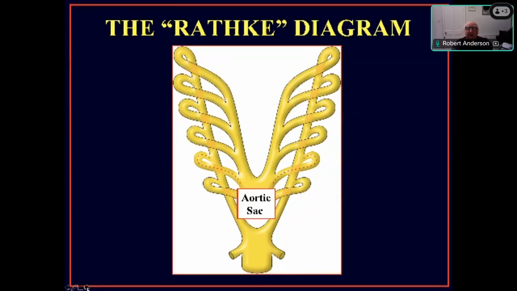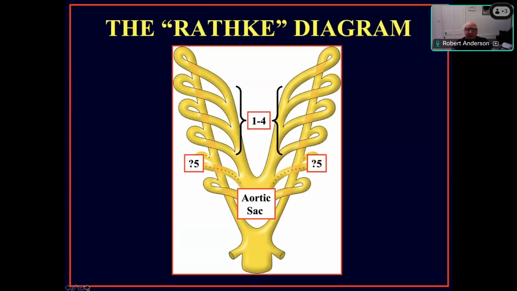Now, I've already explained to you, the aortic sac is that manifold in the pharyngeal mesenchyme that, during the stages of human development, gives rise to the arteries that percolate through the pharyngeal arches. And here you see those arteries depicted in the Rathke diagram. And there we have the first 4 pharyngeal arches. But in the Rathke diagram, we then have this mysterious arch. You see that I put a question mark against it.